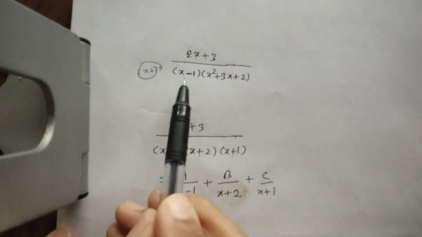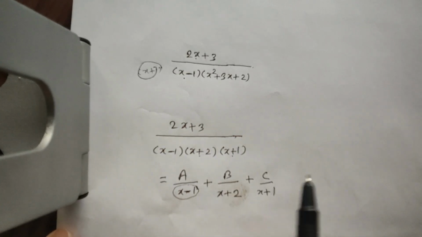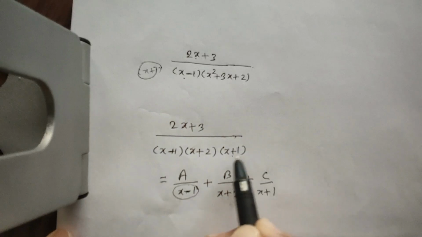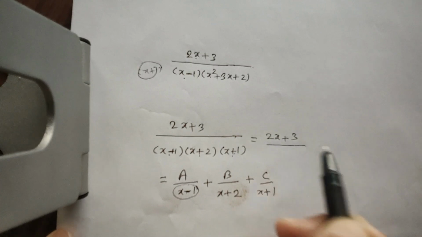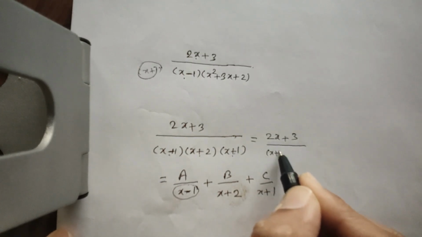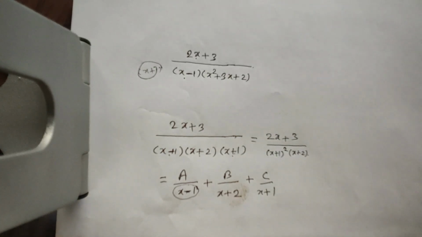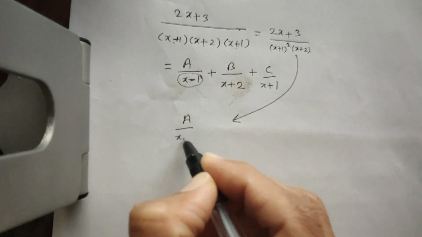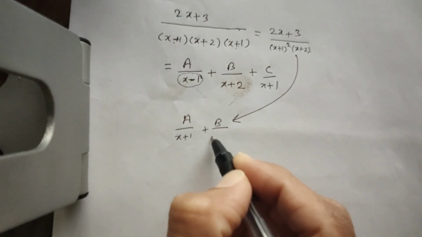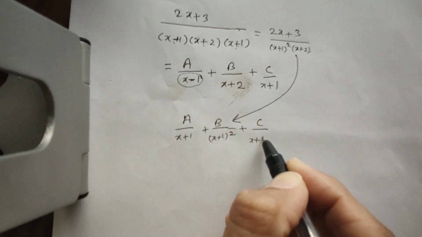Alright, just understand that I am taking x minus 1. Because if I take x plus 1 here, then it will fall into case 2. It will become (2x plus 3) upon (x plus 1) square into (x plus 2), and its partial fraction will be a upon x plus 1 plus b upon x plus 1 square plus c upon x plus 2.